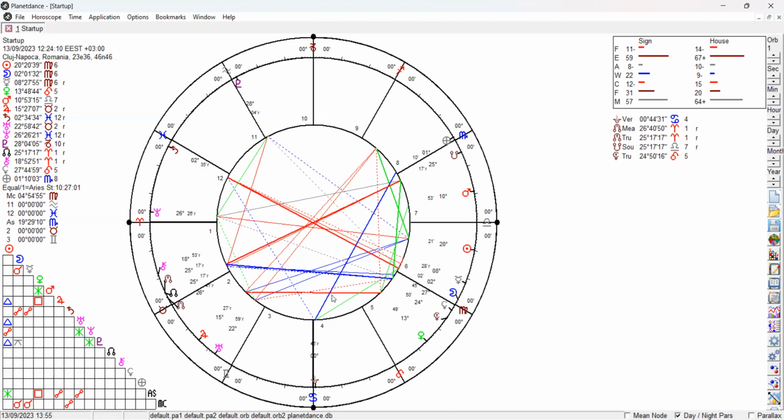Now, another very important point in astrology is the midheaven, MC.